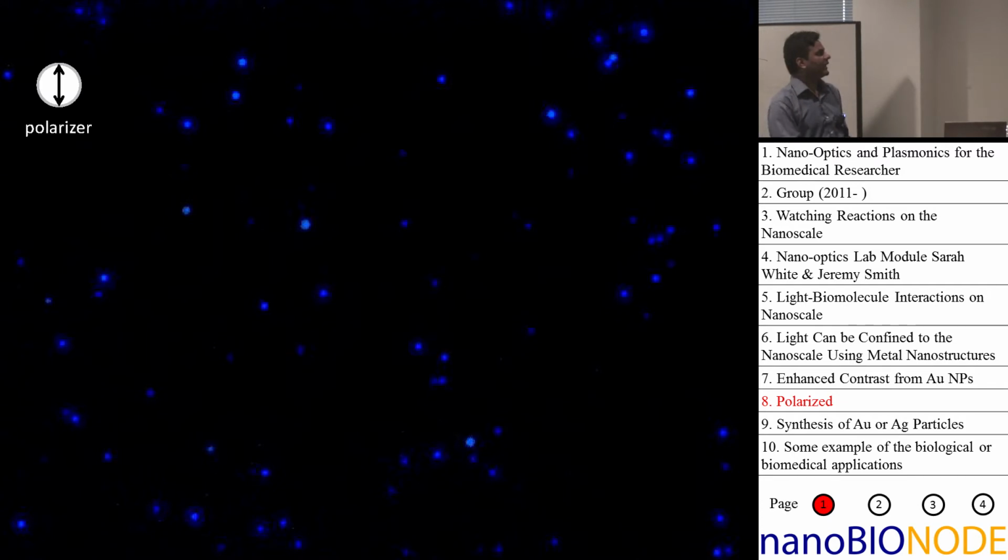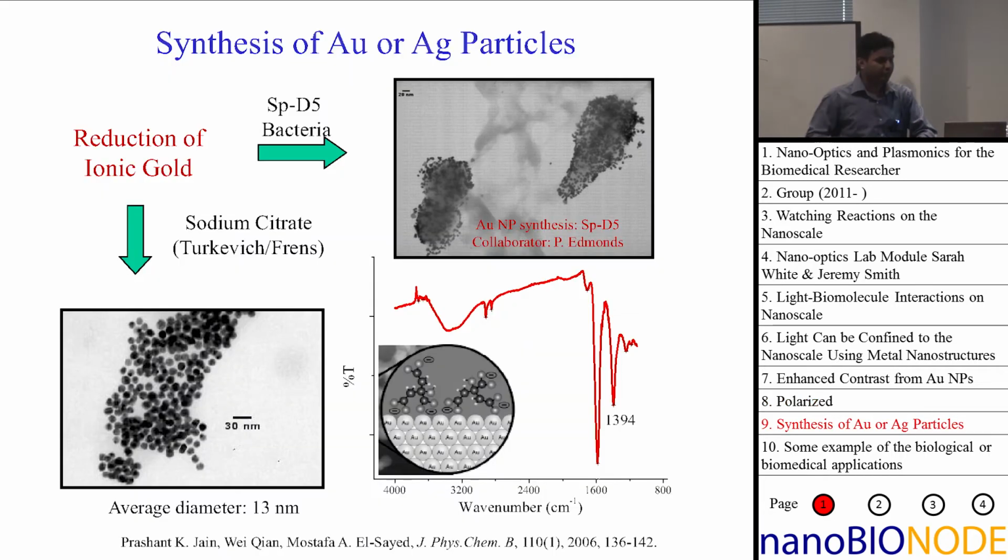Okay, so that's just a quick example of how you can do single particle level imaging. I won't tell you about synthesis, but all I want to tell you is there's a wide range of methods to synthesize these particles with good size and shape control, and that's the other thing that's very well developed that you can take advantage of, right? There are many ways to synthesize these particles, not only using chemical techniques, but also biochemical techniques.